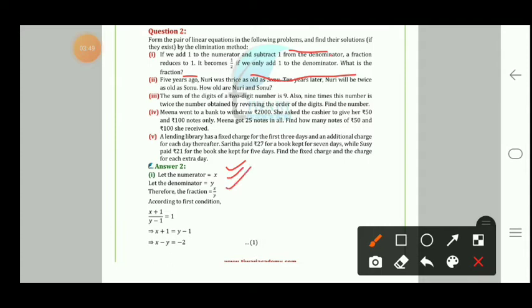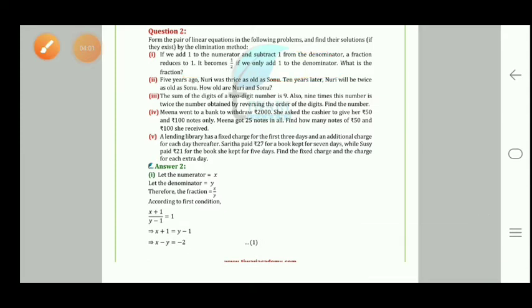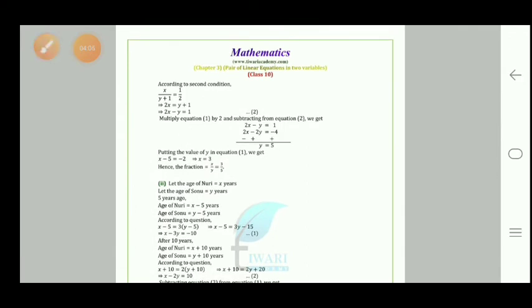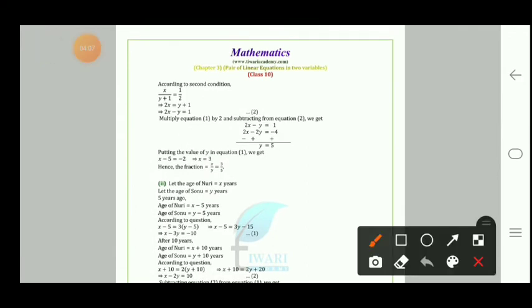y. According to the first condition, if we add 1 to the numerator and subtract 1 from the denominator, that is x plus 1 over y minus 1 is equal to 1. So this will become x minus y is equal to minus 2. Then the second condition is x over y plus 1 is equal to half. So we'll have here 2x is equal to y plus 1, that is 2x minus y is equal to 1.